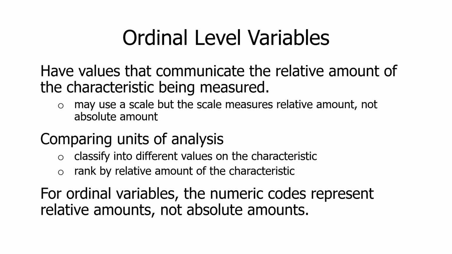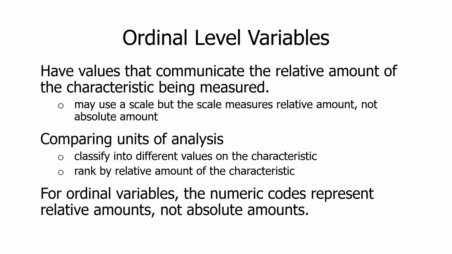Here it is. Comparing units of analysis. You can classify two units into different values of the characteristic, and you can rank by the relative amount of the characteristic. So if someone says, I strongly disapprove of same-sex marriage, and the other person says, well, I disapprove of same-sex marriage, they differ in the relative amount of disapproval. But there's no such scale of disapproval that we use to measure ordinal characteristics. For ordinal variables, the numeric codes represent relative amounts.